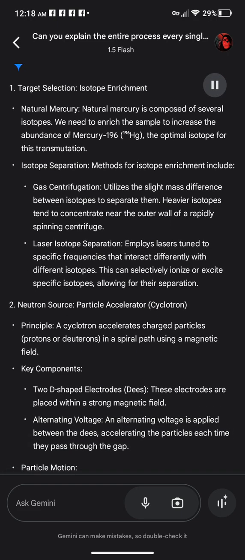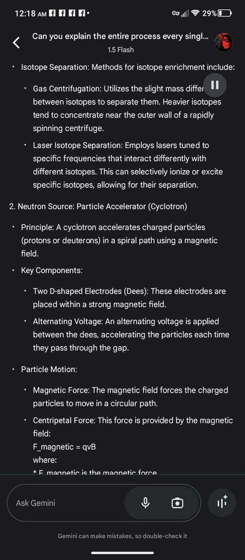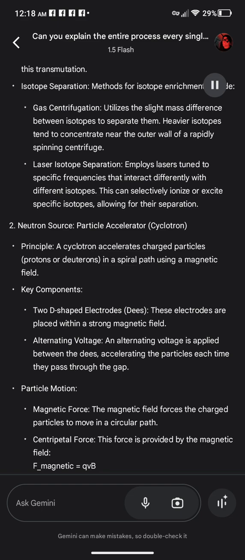One, target selection, isotope enrichment. Natural mercury is composed of several isotopes. We need to enrich the sample to increase the abundance of mercury-196 (196Hg), the optimal isotope for this transmutation. Isotope separation. Methods for isotope enrichment include gas centrifugation, which utilizes the slight mass difference between isotopes to separate them. Heavier isotopes tend to concentrate near the outer wall of a rapidly spinning centrifuge. Laser isotope separation employs lasers tuned to specific frequencies that interact differently with different isotopes. This can selectively ionize or excite specific isotopes, allowing for their separation.